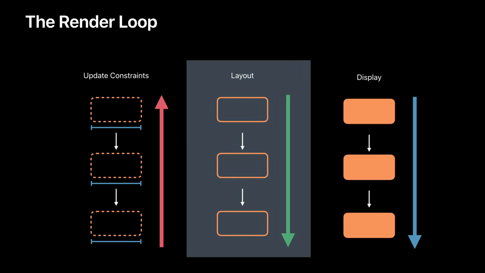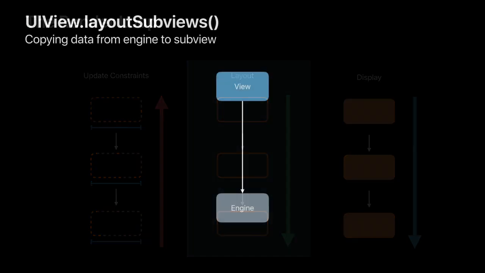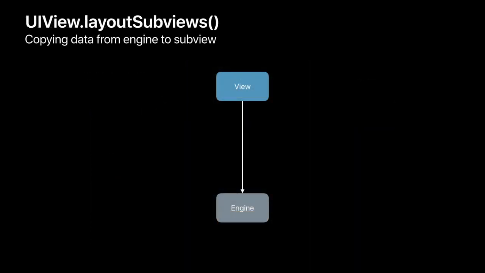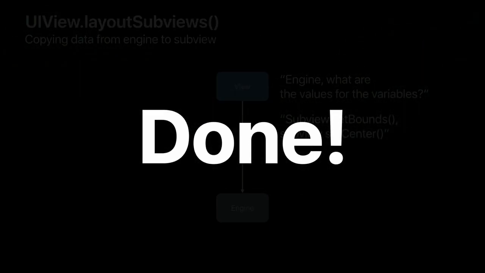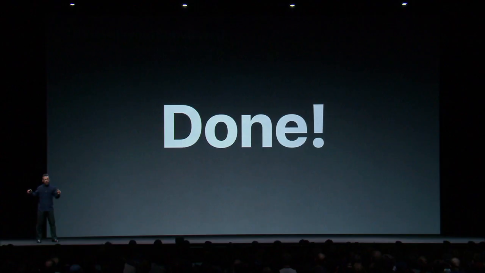And then, OK, the last piece of the puzzle is that UIView will receive layout subviews. And what UIView layout subviews will do is copy that data from the engine into the frame. So it'll just say, engine, what are the values for those variables? Engine will tell it, and the superview of that view will call set bounds and set center on that subview. And that is the entire process. So just step back and think for a second. That is the step-by-step process of layout.